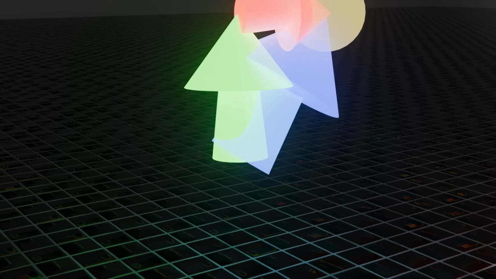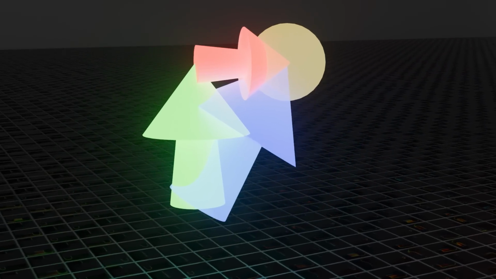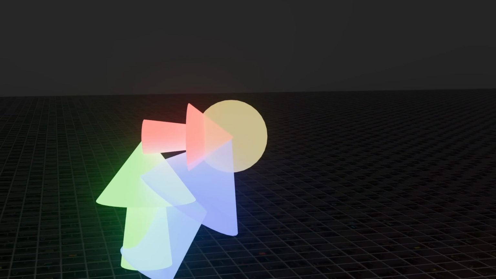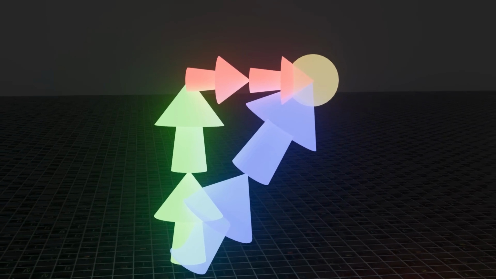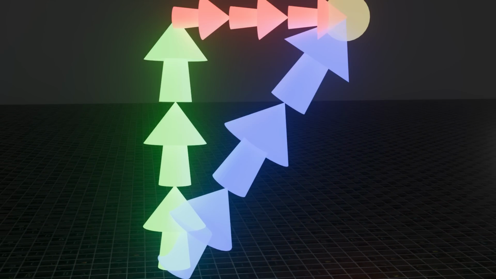But where would it be after 2 seconds? Well, we just take our arrow and add another one. 3 seconds, add a third one, and so on. You can certainly see why this would be useful.